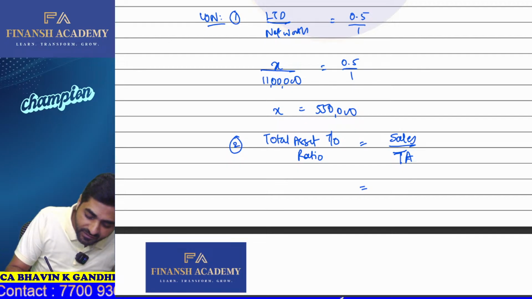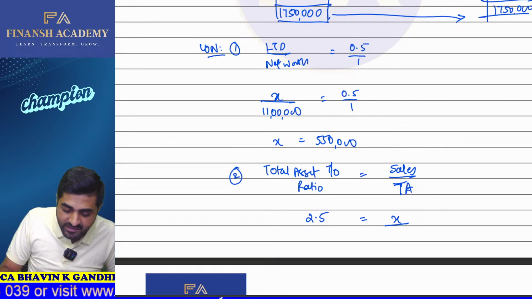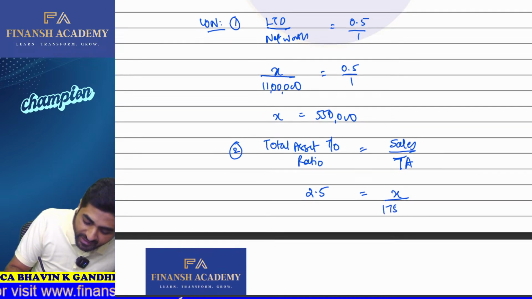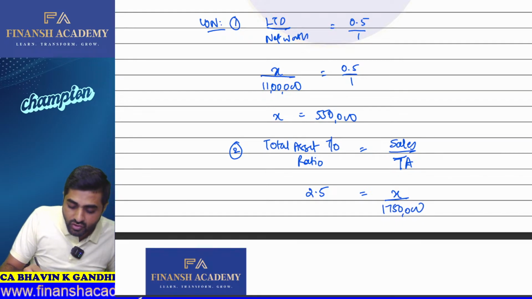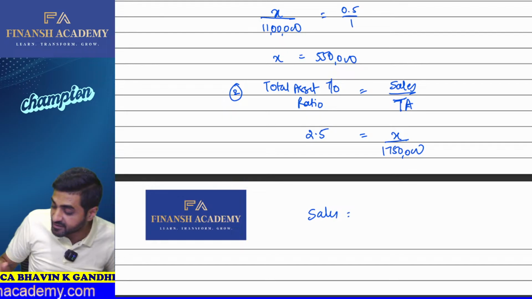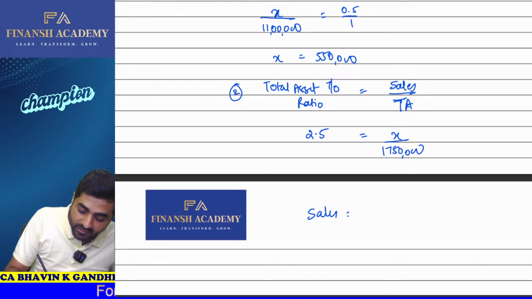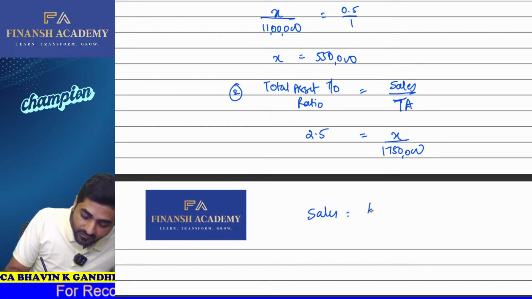So total asset turnover ratio, guys, what is your total asset turnover ratio? Here it is 2.5. Let the sales be X. And do you have the amount of the total assets available? Come on, yes or no? Yes, that is 17 lakh 50. So is this data sufficient for you to calculate the amount of the sales? Yes, sir, it is sufficient. 17 lakh 50,000 into 2.5. So that will be nothing but 43 lakh 75,000.